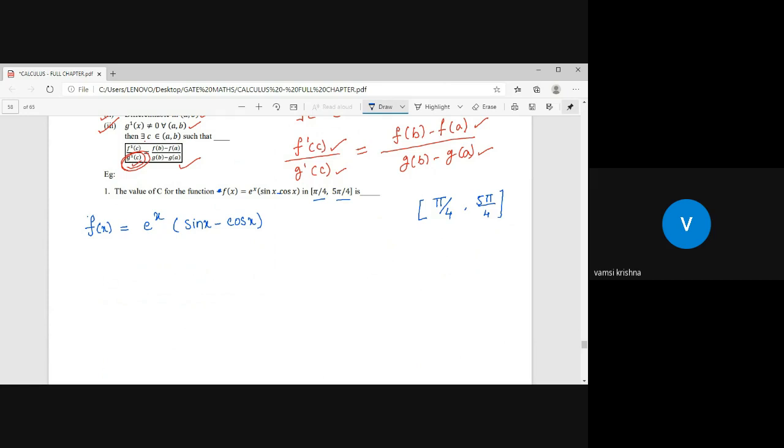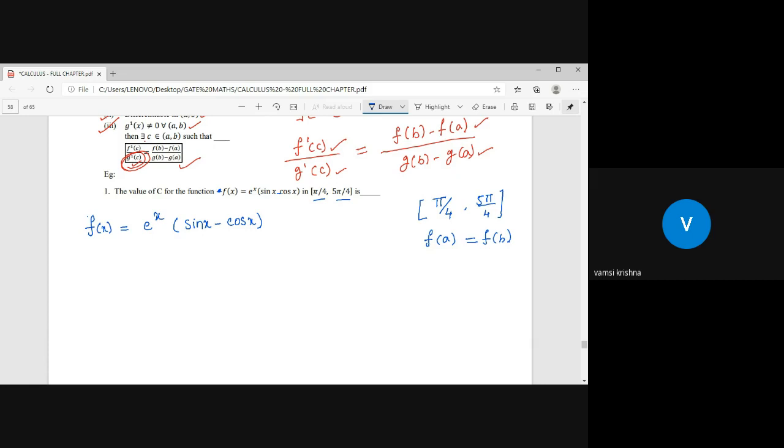Yes, this is the given f of x. First I want to check two values. When a and b are available, I need to find out f of a and f of b. If f of a equals f of b, I take Rolle's theorem. If f of a is not equal to f of b, then I can go for Lagrange's. And I don't take Cauchy's because there are no two functions in the question. Only one function is available, f of x with variable x only. Yes, I hope you got the model.